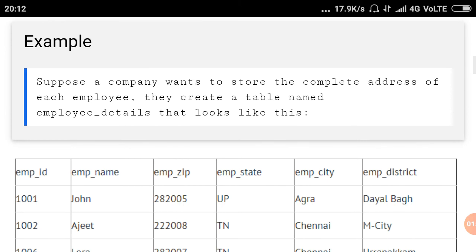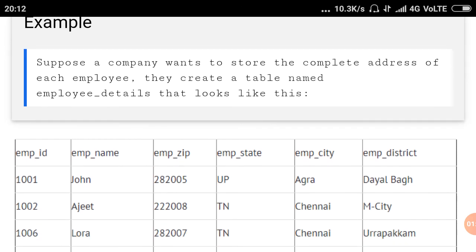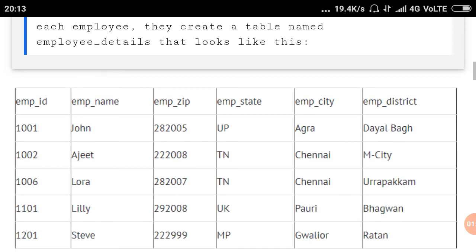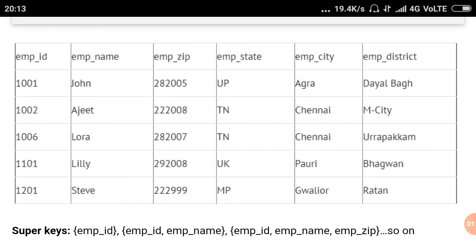Now let us have a look at an example. Suppose a company wants to store the complete address of each employee. They create a table named employee details. Now let us have a look at the employee details table. We have employee ID, employee name, employee zip, employee state, employee city, employee district.